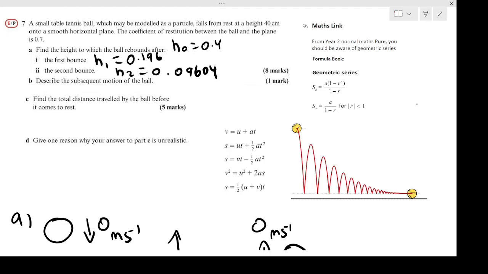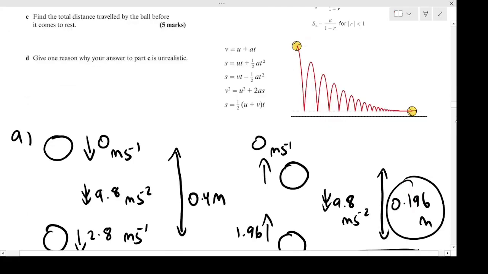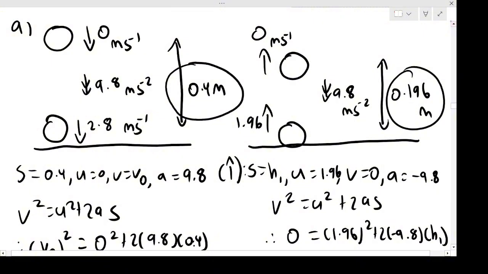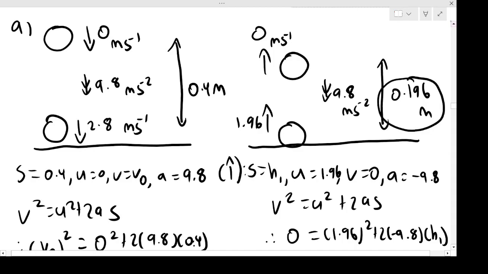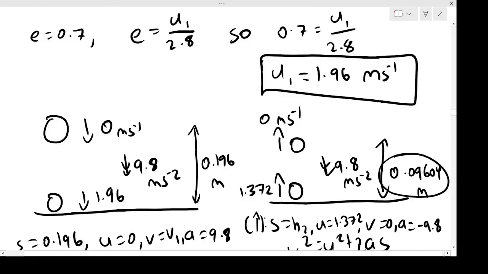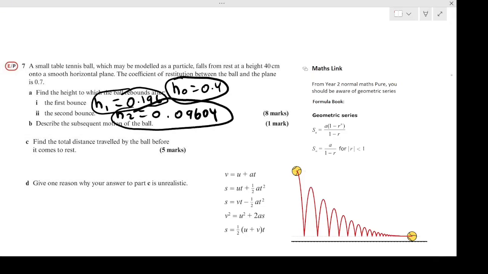So what exactly happens with the heights and the distances? Remember, my first height is 0.4. It drops down by 0.4 meters. Then it rises by 0.196 meters after the first bounce, right? Then after the second bounce, it will rise by 0.09604. So I've labelled all the heights here. I've labelled these for a reason. These are my 3 heights. This is my initial height, then this is my height after the first bounce, then this is my height after the second bounce.